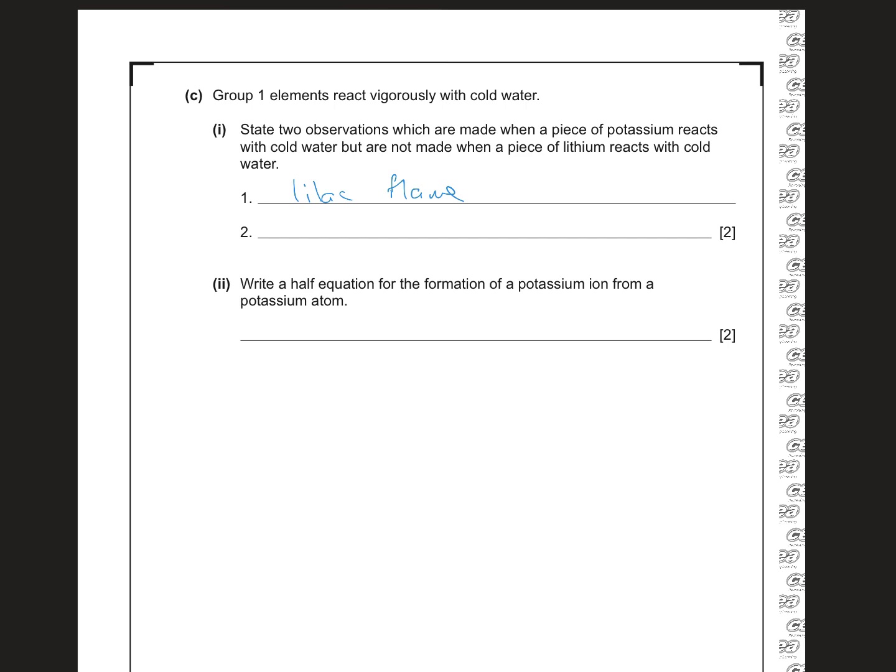There is a lot of heat produced in this reaction of both potassium and lithium, but the reaction with potassium and water produces a lot more heat. And so the potassium actually melts into a ball, which does not happen with lithium.